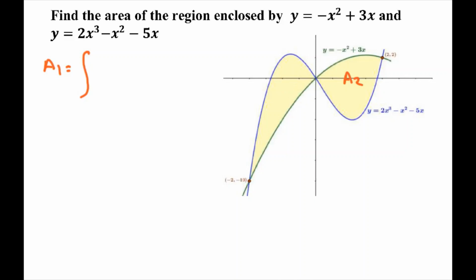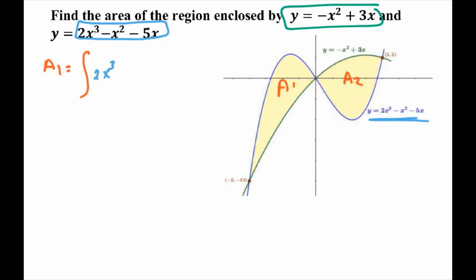Now you can do either way. You can look at the blue function and it's basically below the green. So this is up and this is down. I'm going to integrate vertically, with respect to x. If you look at the blue function, it's basically this one. That's my blue function. This is my green function. So the blue is on top of the green in A1. So I'm going to say 2x cubed minus x squared minus 5x minus, and now the green, which is negative x squared plus 3x, dx.